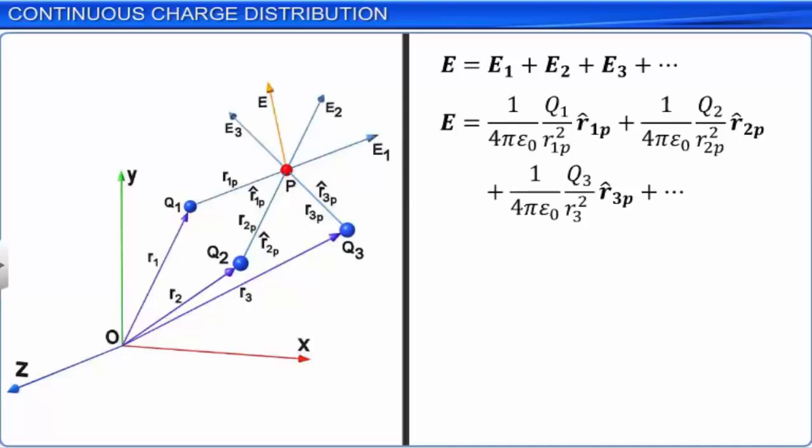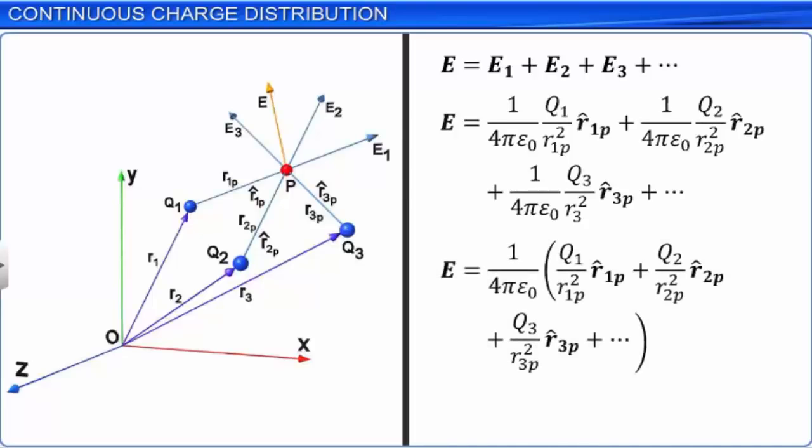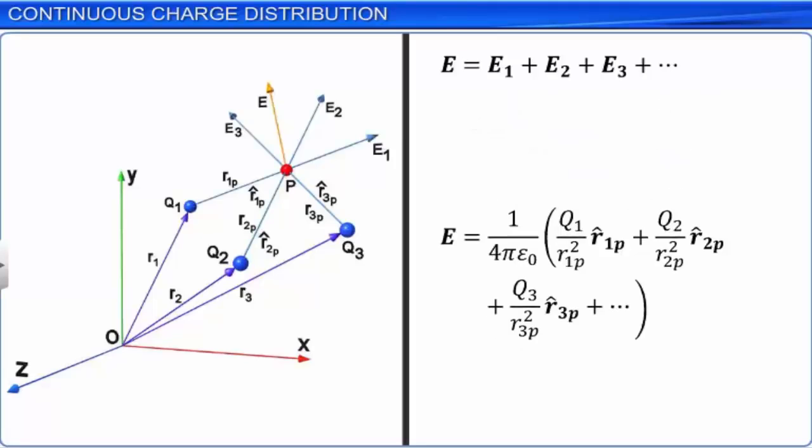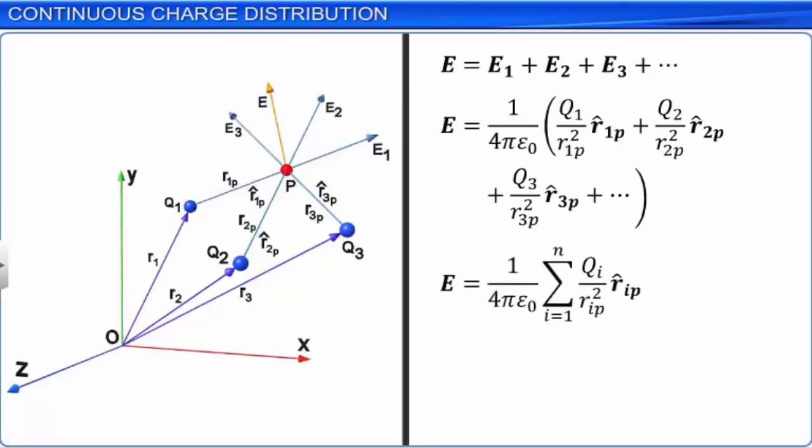Therefore, E is equal to 1 by 4 pi epsilon naught into Q1 by R1P square into R1P cap plus Q2 by R2P square into R2P cap plus Q3 by R3P square into R3P cap, and so on. The net electric field strength E can now be written as 1 by 4 pi epsilon naught into sigma i equal to 1 to n, Qi by RiP square into RiP cap.